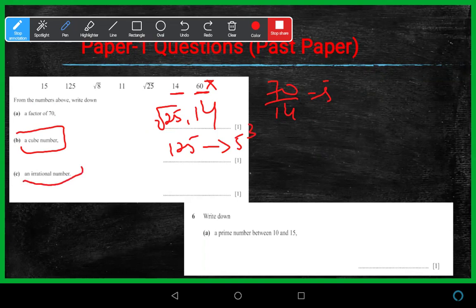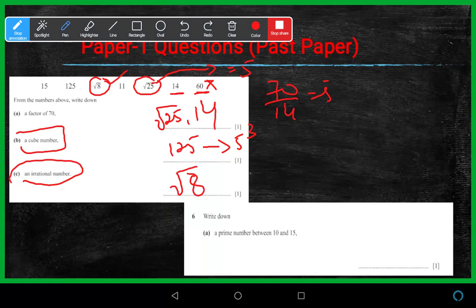Now, an irrational number. We all know what irrational numbers are. Irrational numbers are those numbers which we cannot write in fraction form. So we have to check which number we cannot write in fraction form. These two are the values that are in root. But as I told you, root 25 is equal to 5 because 25 is the square of 5. So this means root 8 is an irrational number. So this is the answer of this question.